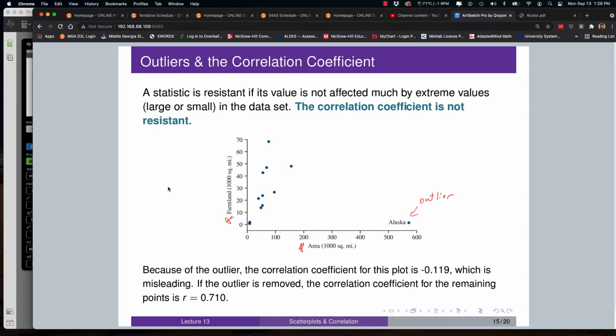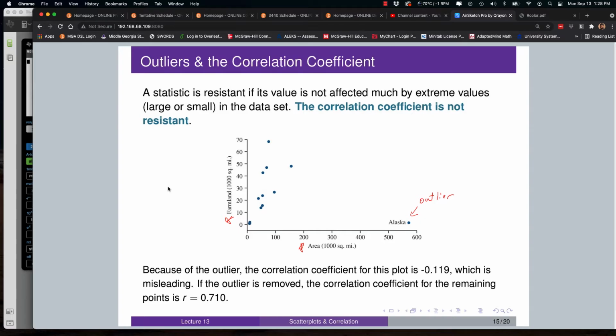Because that outlier being present there, the correlation coefficient for the plot turns out to be -0.119, which is very weakly associated, but it's misleading because most of the other points kind of have a linear trend, right? But that one outlier is kind of pulling that away and causing our correlation coefficient to become weaker, all right? So it's not giving us a true representation of the rest of the points in the graph. That outlier is affecting everything else. And so we're being misled.